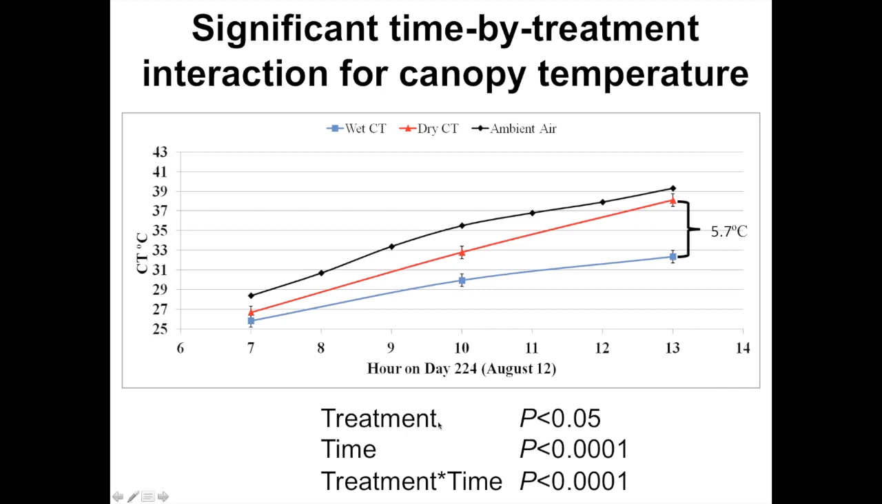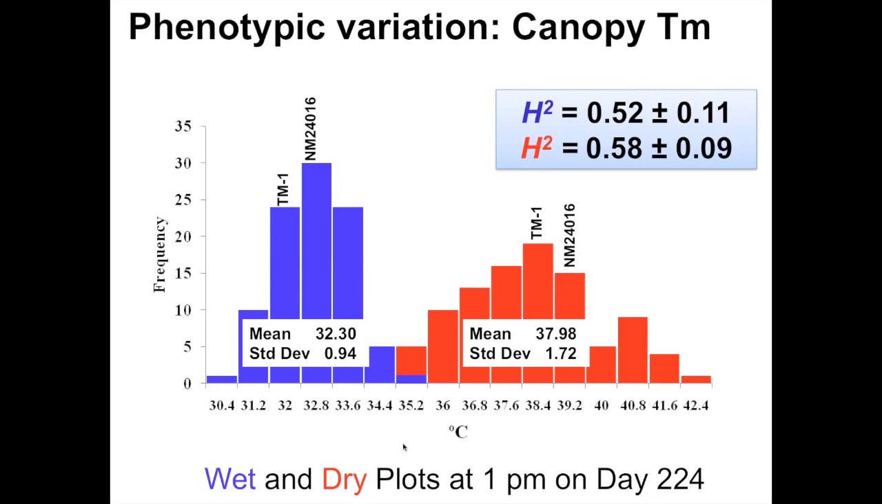So there is a treatment effect, a time effect, and a time by treatment effect. This was tested in a mixed model framework, and these were our fixed effects. So the next question is, okay, we know that there's phenotypic variation, but is it heritable? Is it under the control of QTL, i.e. genes? And that's what we're calculating here.